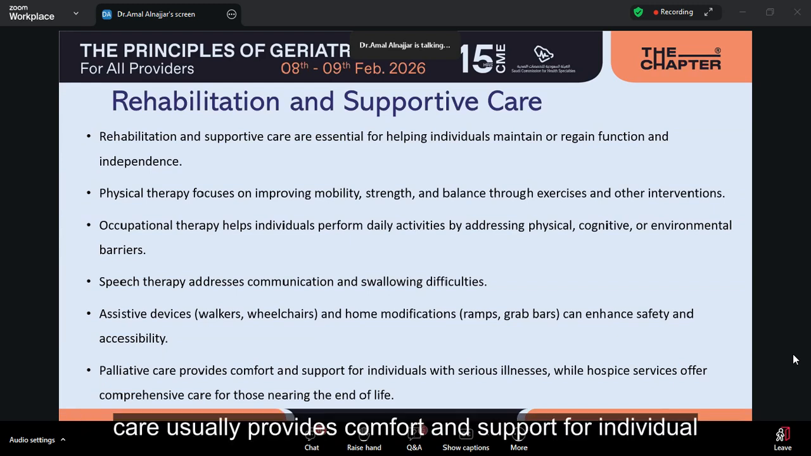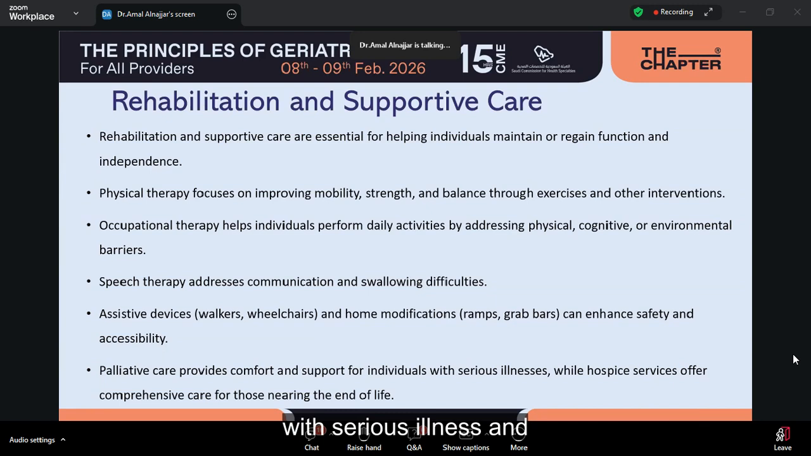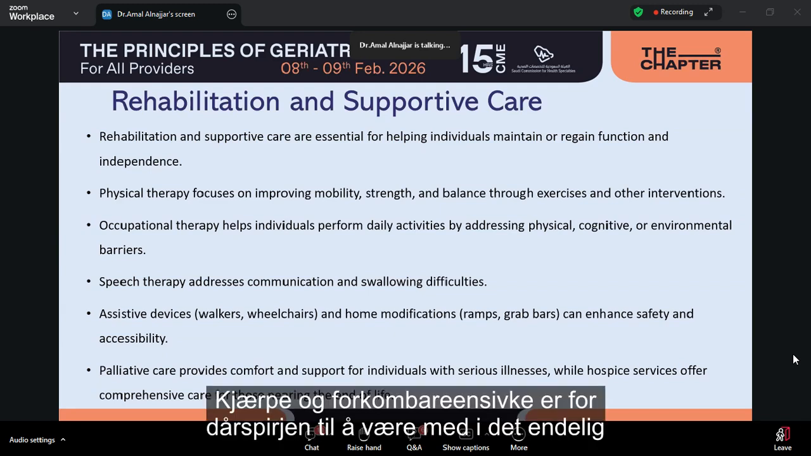And palliative care usually provides comfort and support for individuals with serious illness, and also can offer comprehensive care for those patients who are near the end of their life.